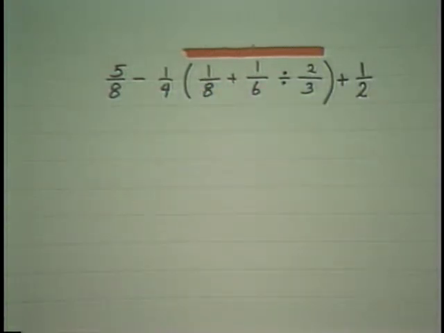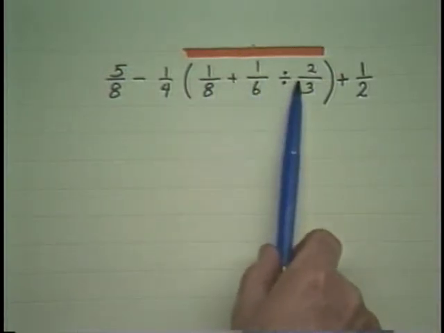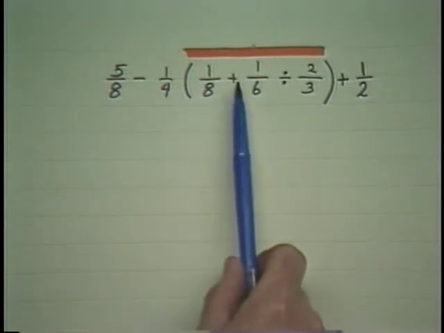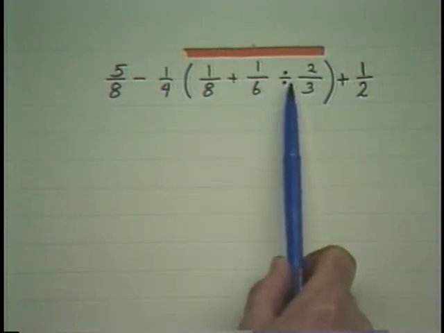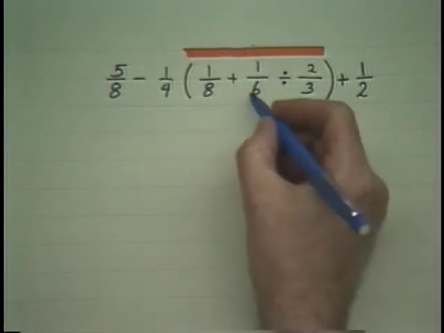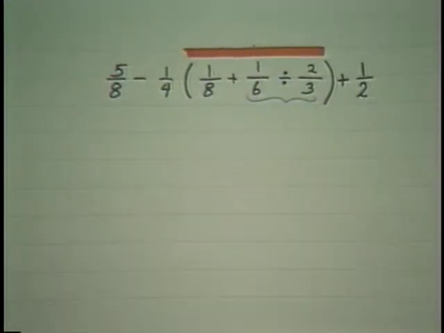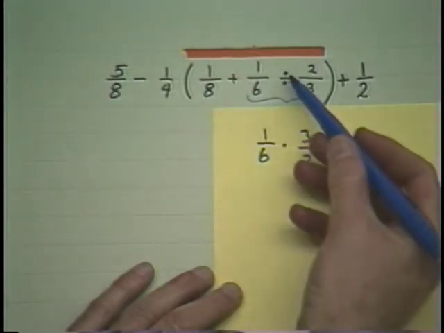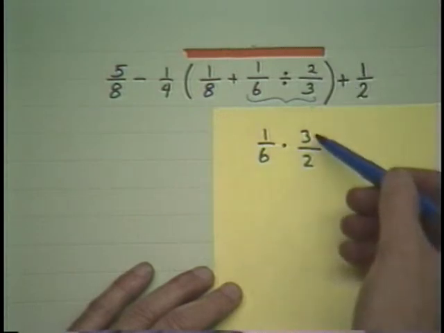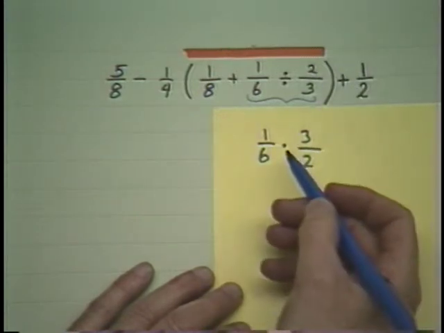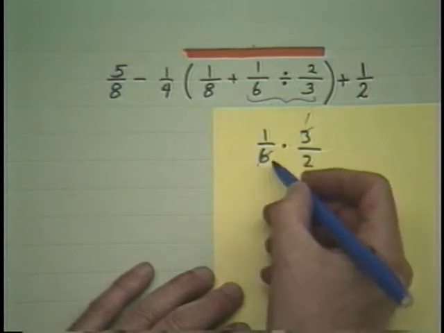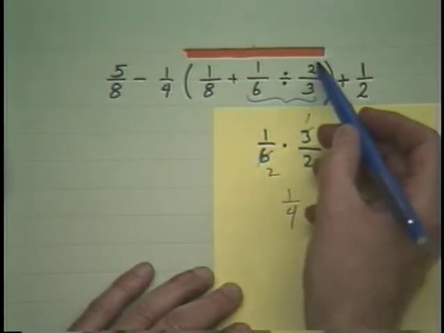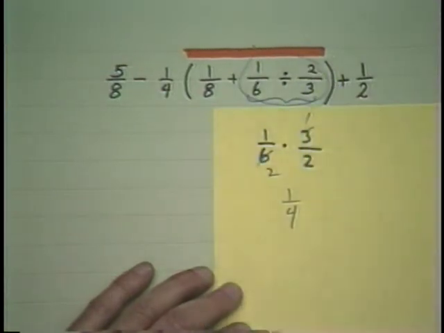Once we're inside the parentheses, we look for exponents, then multiplications or divisions. That's an addition, so we skip it. There's a division, we do it first. Now it's between these two numbers, so we do it. So on scratch paper, recall that division means times the reciprocal of the divisor. And if you're multiplying, you look for cancellations, and that gives us 1/4 to replace this entire quantity there.